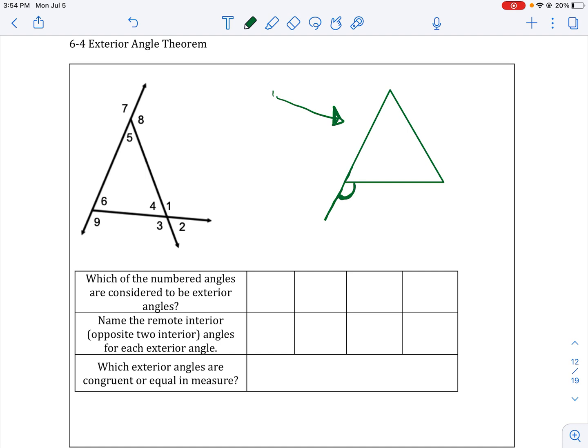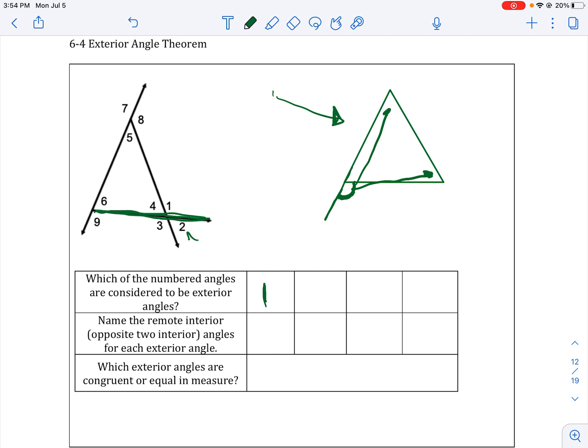And then the remote interior angles are what we also need to identify. From this exterior angle that we've created, the remote interior angles are opposite, but inside, because it's remote interior angles, opposite but inside of this triangle. So let's look at our exterior angles in this example. If I have extended this side of the triangle, the exterior angle given is angle 1.